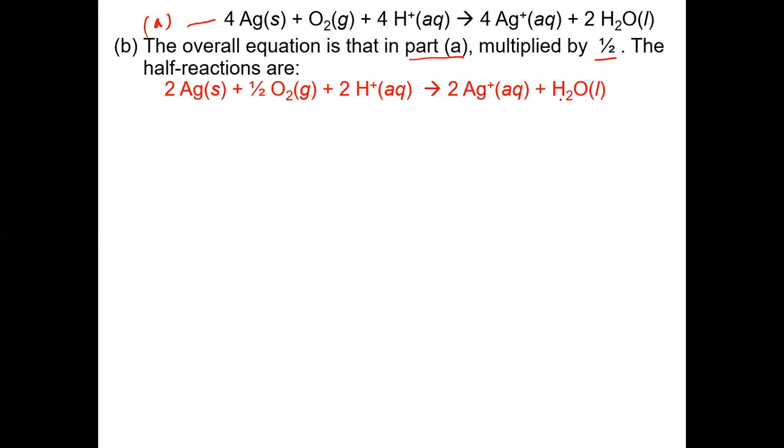So we get this new equation. This will be the new equation we are going to do the calculation for in part B. Same idea: you want to calculate three things. You want to calculate what is the E cell, what is delta G, and what is K.